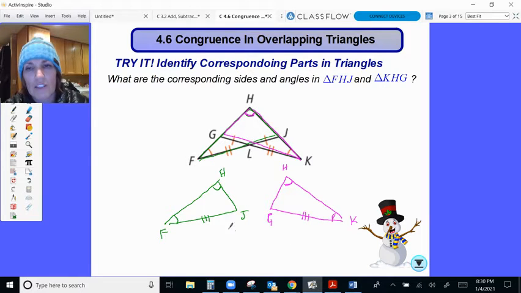My F corresponds to angle K. My G corresponds to angle J. FJ corresponds to GK. HJ corresponds to HG. And then FH corresponds to HK. Okay, so once you get them all separated and get the parts labeled, it's easier to tell which ones correspond to which triangle.